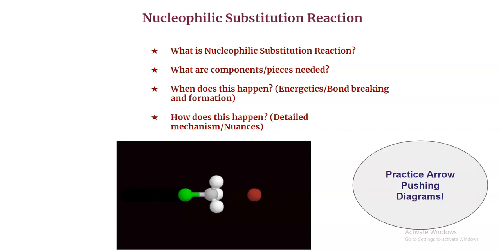Where does the arrow start from? Where does it end? Where is the head of the arrow? Where is the tail of the arrow? Where do we draw regular curved arrows? Where do we draw the fishhook arrows that we talked about in the free radicals reactions?